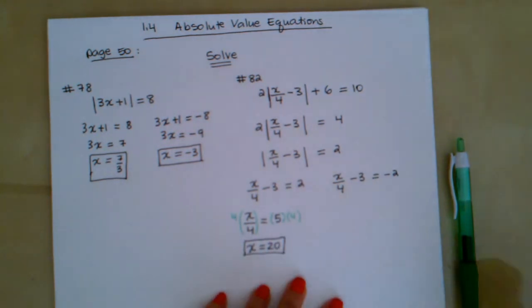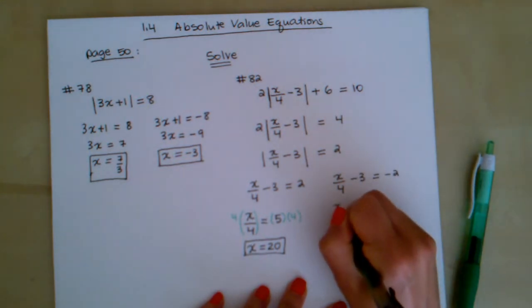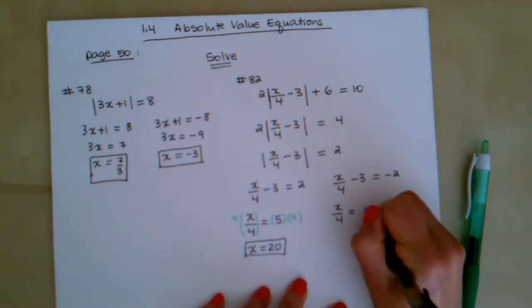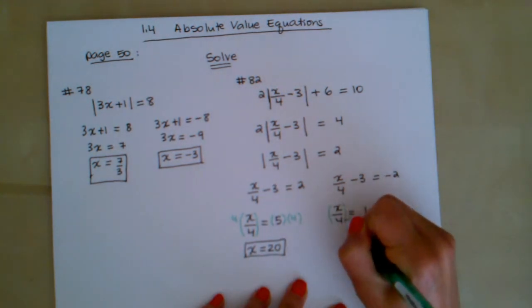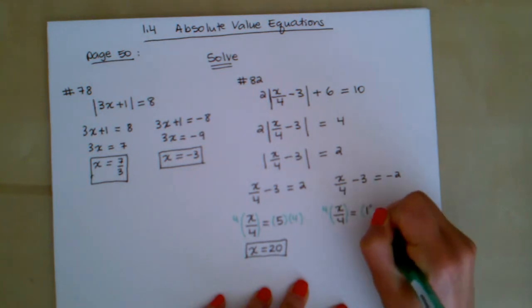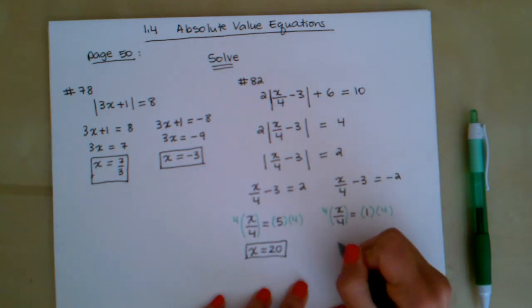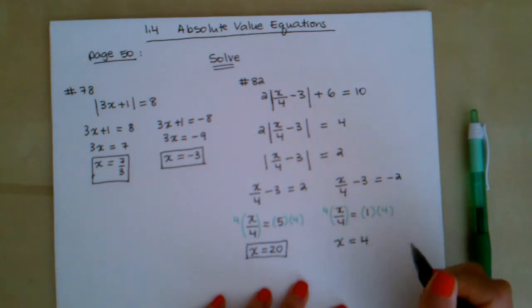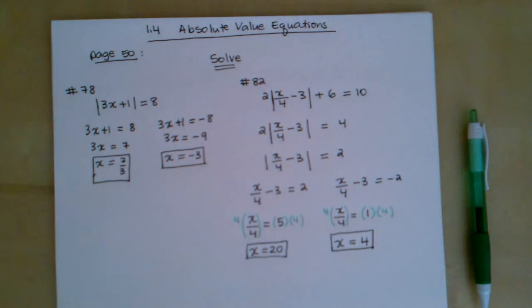Okay, second part, first add 3. So we get x over 4 equal to 1, and then multiply by 4 on both sides. 4 over 1. The 4 cancels or reduces. We get x equals 4. And so we're done. So this procedure works for all absolute value equations. Just make sure that you isolate first and then start solving.